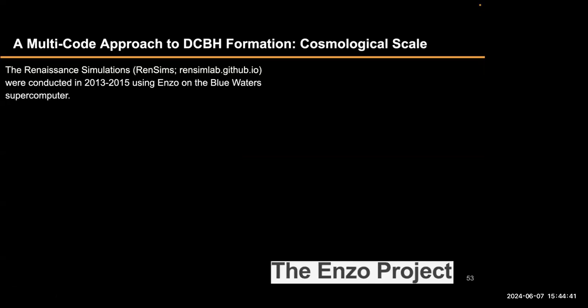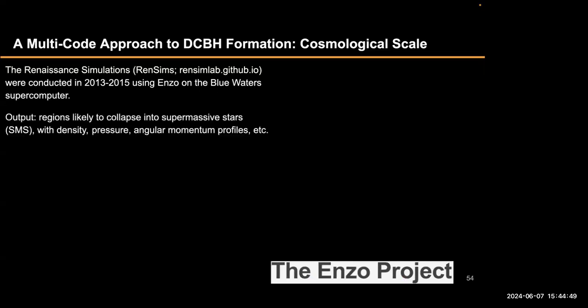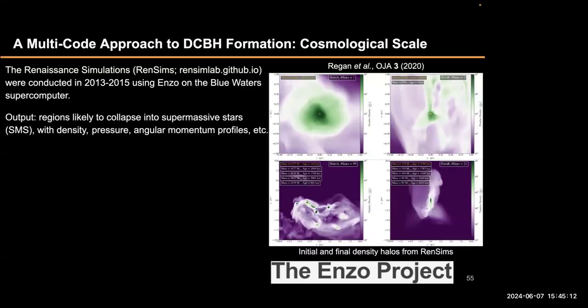So going into a little more detail, the first code, the ENZO project, has performed the so-called Renaissance simulations. They were performed on Blue Waters. The output that is useful to us is these vast regions that contain enough matter that it's likely they're going to form a supermassive star. Basically, what the code will provide us is profiles of the density, pressure, and angular momentum, for example. These are the types of output that we expect from these codes.